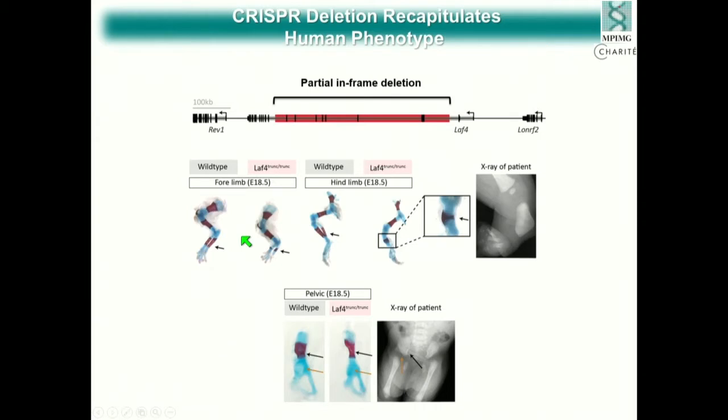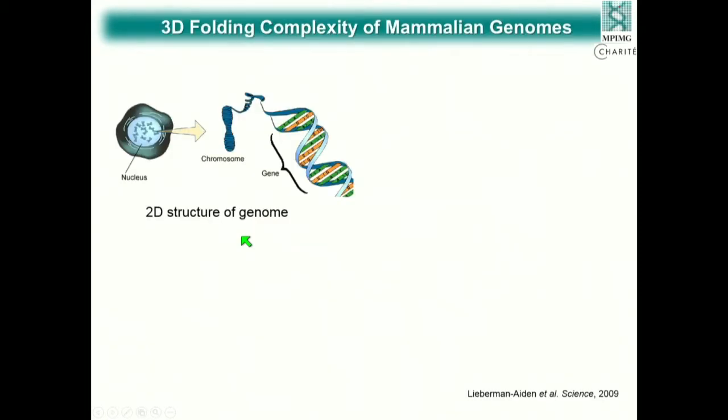So this is one way that you can do it, and the other way, that we in the laboratory are more interested in, is how this affects gene regulation, how this structural variant can change the expression of a gene during development. To understand that, you have to, of course, see the genome in a 3D way.